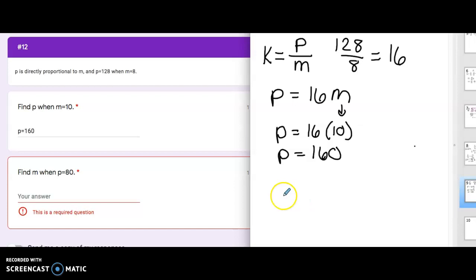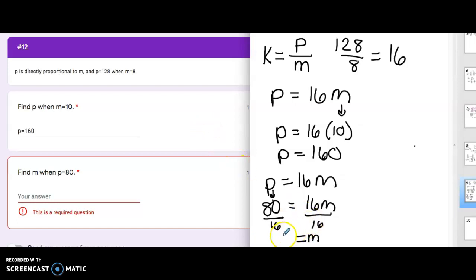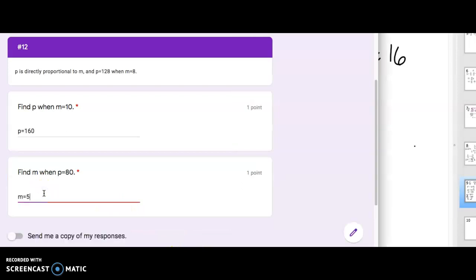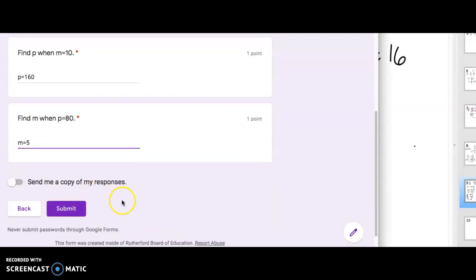Now let's go back to that slide. We can keep using this. Again, we're going to use the same equation. P equals 16M. Now we want to find M when P is 80. So we're going to plug in for P here, 80 equals 16M. Divide by 16 or multiply by the reciprocal to get M by itself. 80 divided by 16 is 5. So M equals 5. All right, and we are done.